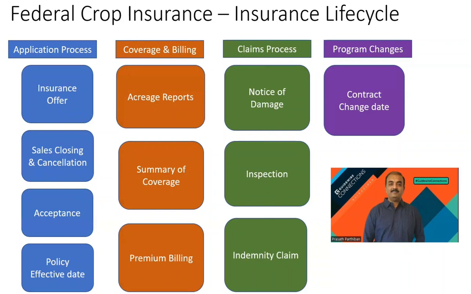The final process is if there are changes to the program. As I told you, every year the RMA, the Risk Management Agency, publishes the actuarial documents. If there are any changes to the provisions, they will publish them the following year, and the insurance company will make sure to share that with the customers. So this is the typical life cycle of crop insurance, where it starts with the application process and goes to coverage and billing, then the claim process, and finally program changes.